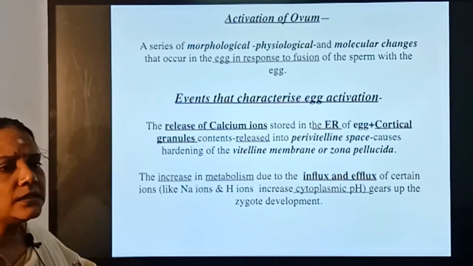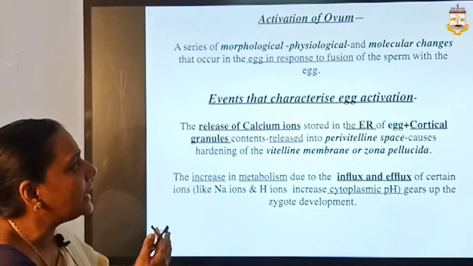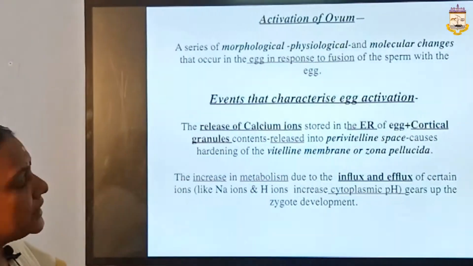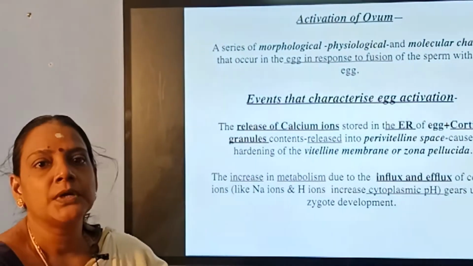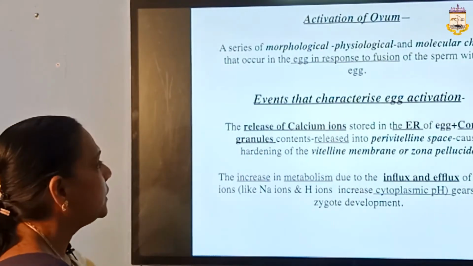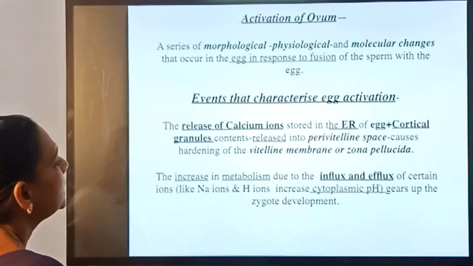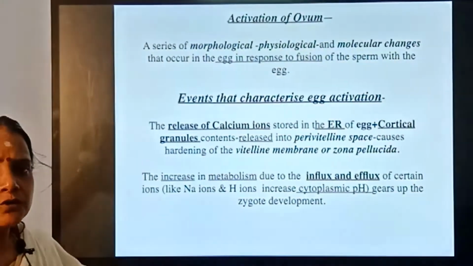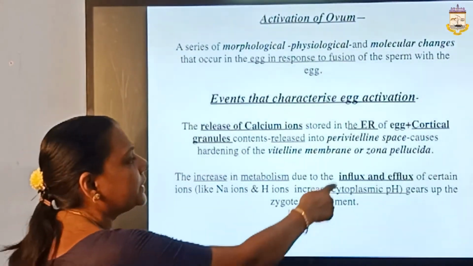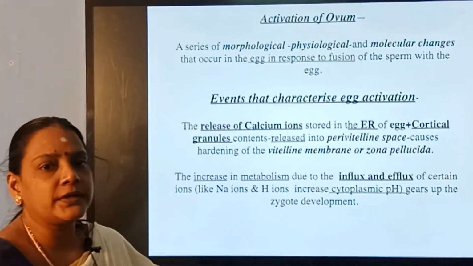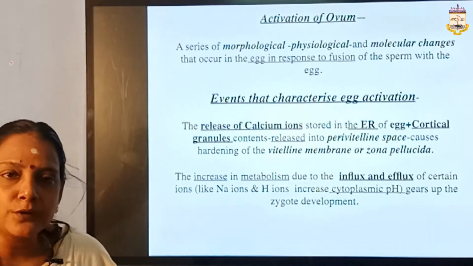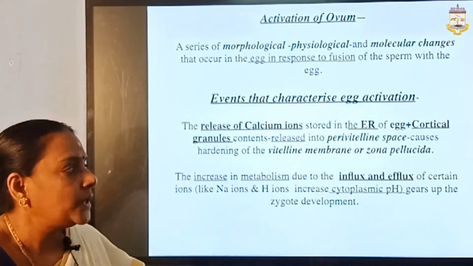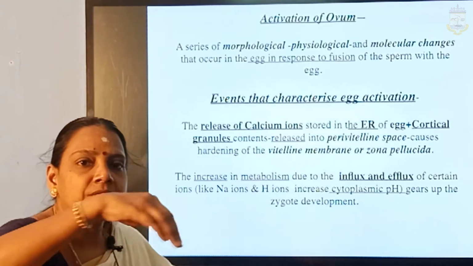For that, a series of morphological, physiological and molecular changes has to be undergone by the egg in response to the sperm nucleus which has entered inside. Now, what are the events to activate the egg? First, the release of calcium ions. Where are you getting the release of calcium ions? From the endoplasmic reticulum of the egg, plus the cortical granules of the egg cytoplasm. All these together, the contents are released into the perivitelline space.